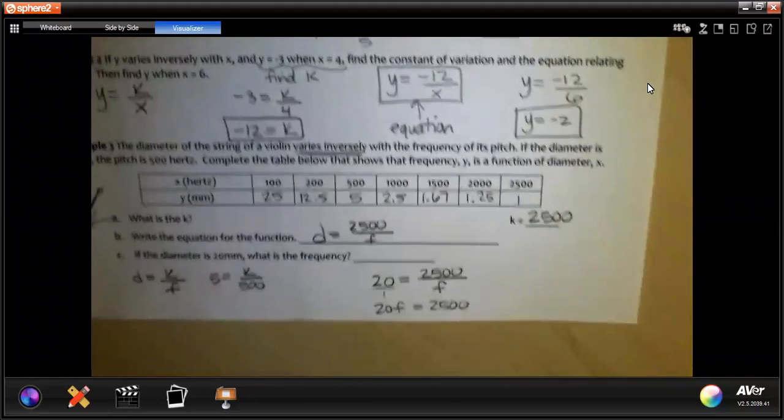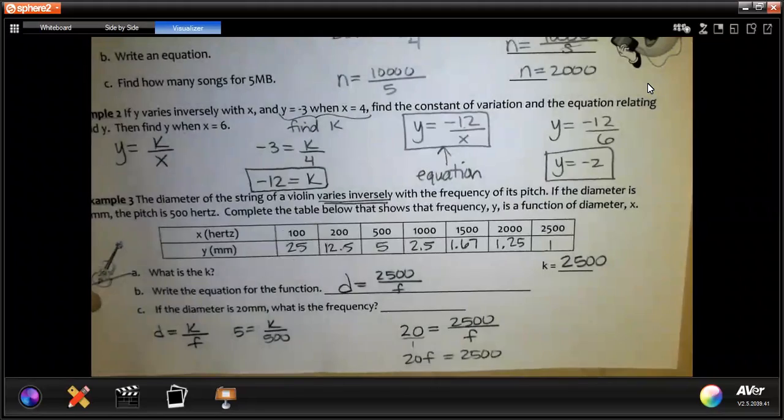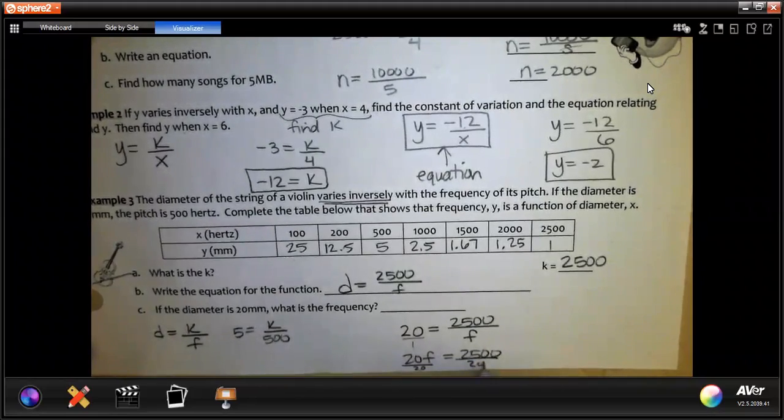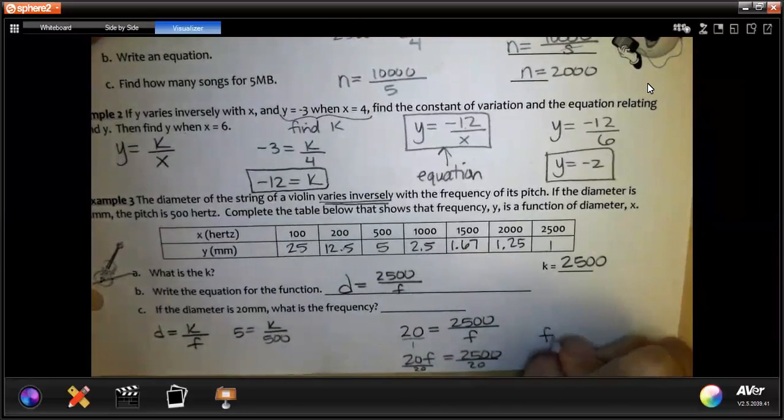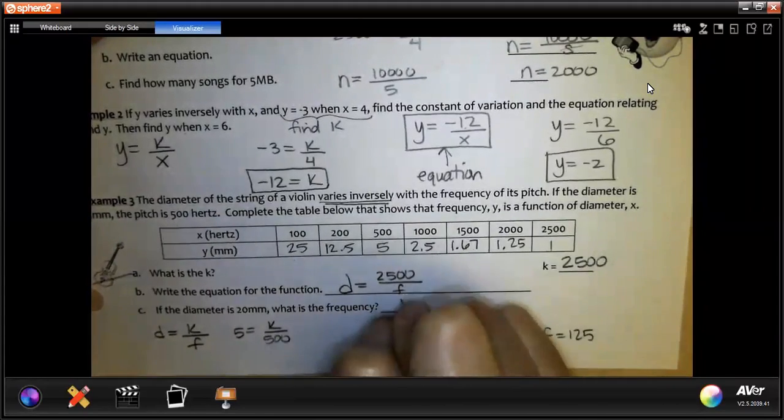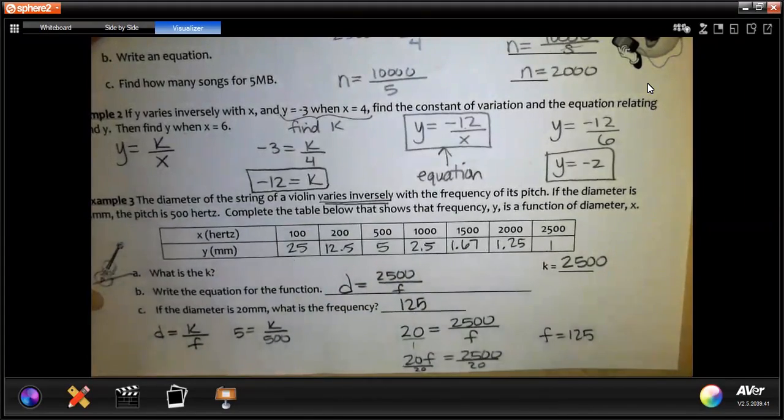Oh, you can't see that. Kind of ended at the bottom of my page there. So we have 20F is equal to 2,500. Our last step would be to divide by 20. And sorry, I'm running out of space there. So we take that 2,500 and we divide by 20. And so that is 125. So our answer here would be 125.